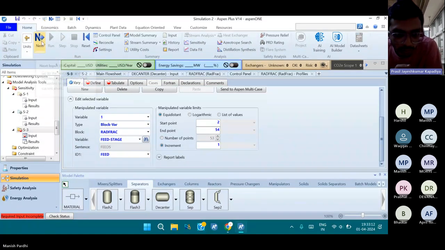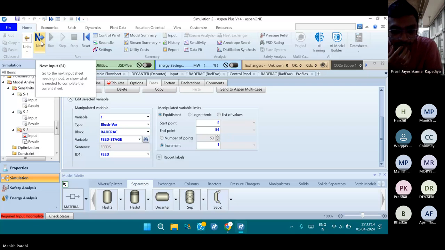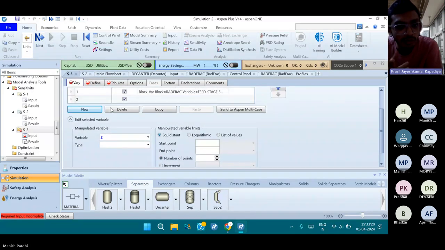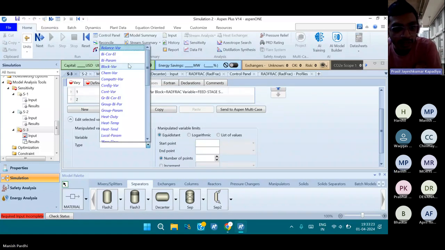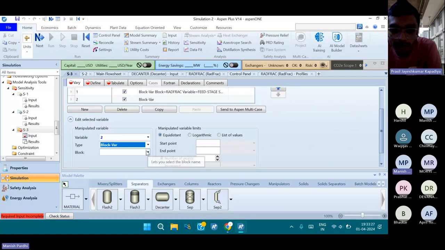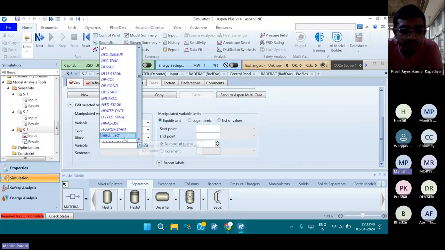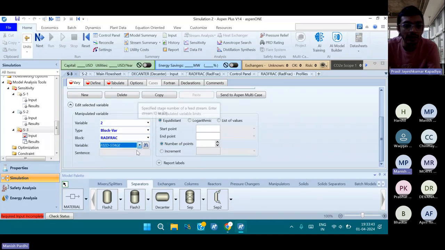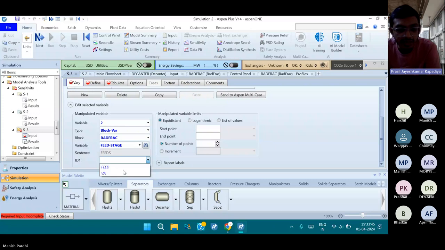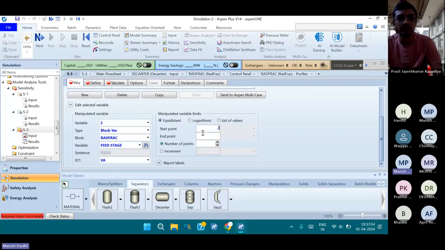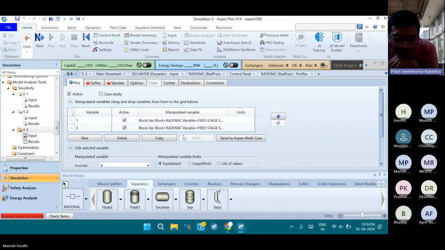I want to do one more thing. Can you go to new here only? And can we add one more variable here? I want to vary two variables at the same time. Block variable of distillation red frac, variable is feed stage. And here I want to play with this vinyl acetate, same 2 to 54, with increment of 1. Did you understand what we did? Yes. Okay, let's press next.